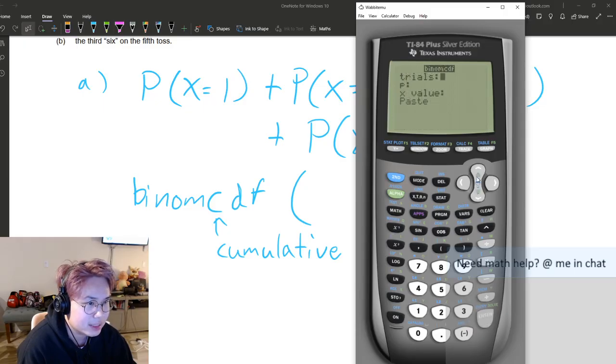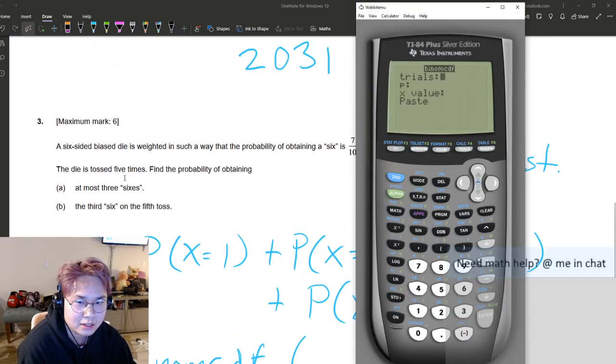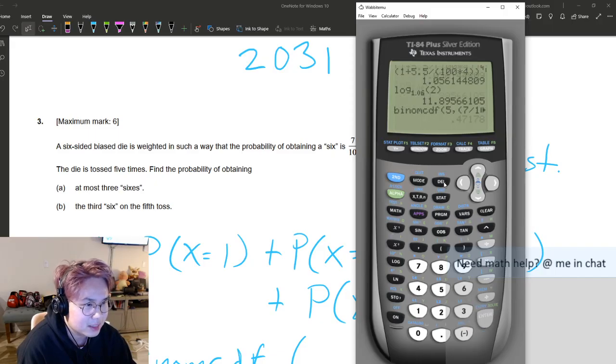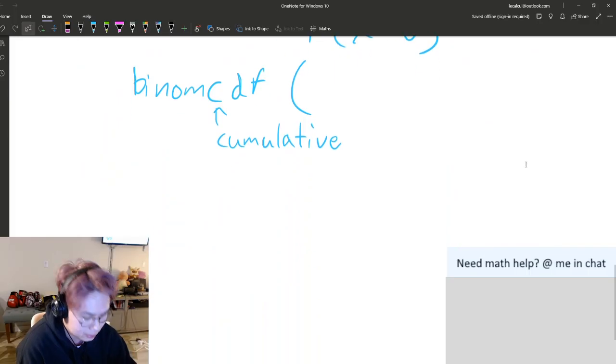And then binomial CDF, and this was 5 times, so 5 trials. The probability of each trial being a 6 was 7 out of 10. And then we are interested in up to 3 sixes in the 5 trials we have, so my x value is 3. So paste this in, and then you get your answer, 0.472.